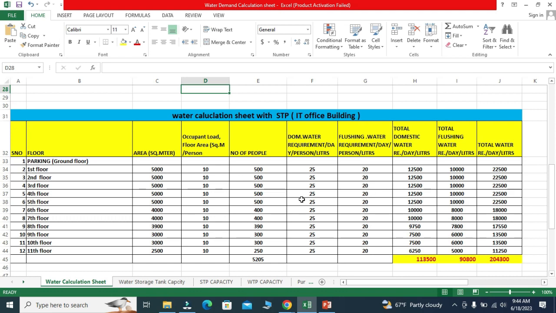So hope you guys understand how to calculate the water requirement, water demand of the building.